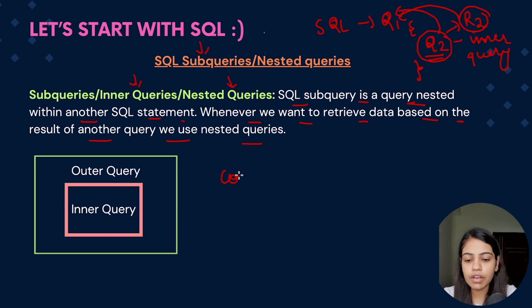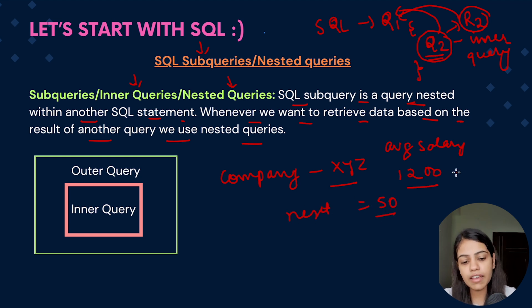Consider that you are working in a company XYZ. Now the company told you that the average salary which we give to our employees is 1200. Now consider the next year the company hires 50 more employees, right? So the average salary can either increase or decrease as well. Now, do we need to calculate the average salary each and every year whenever a new employee or a set of employees is onboarded? We don't need to do that, right?